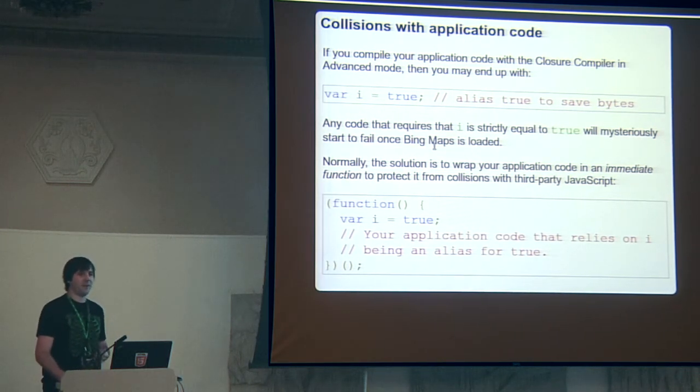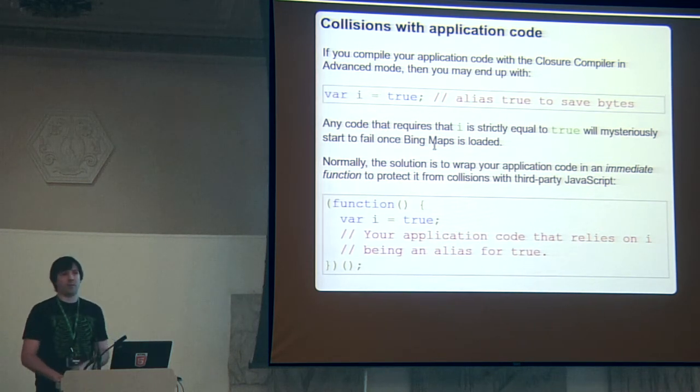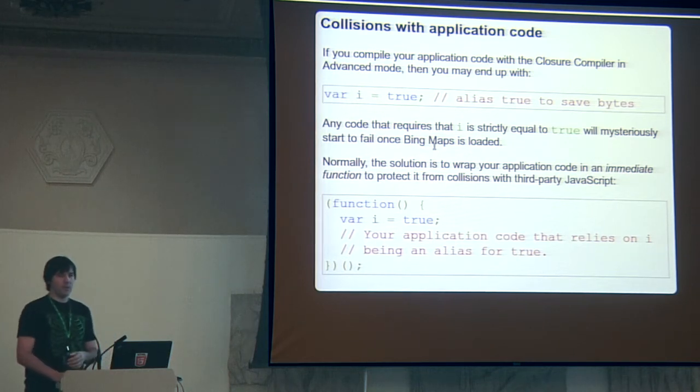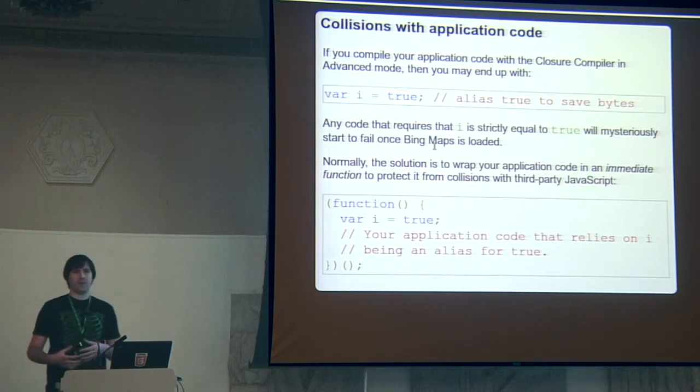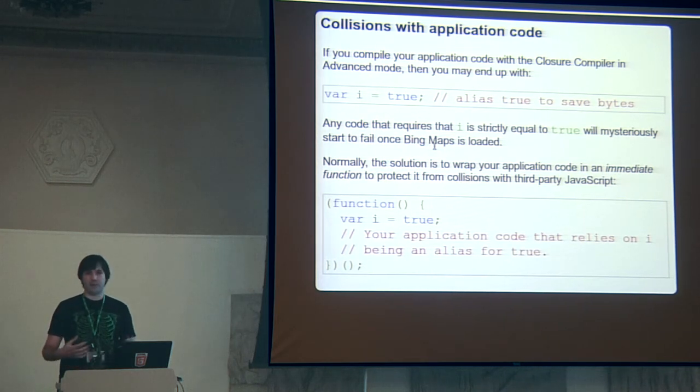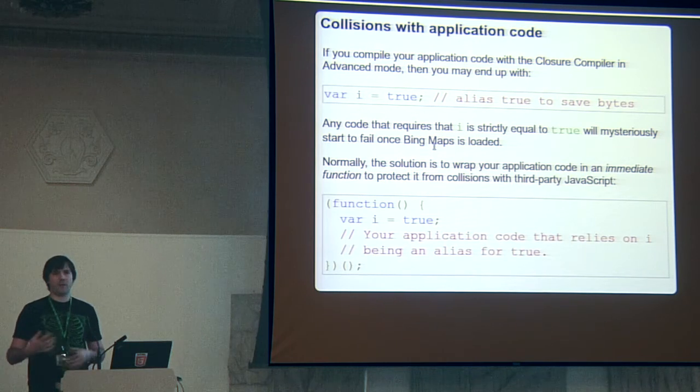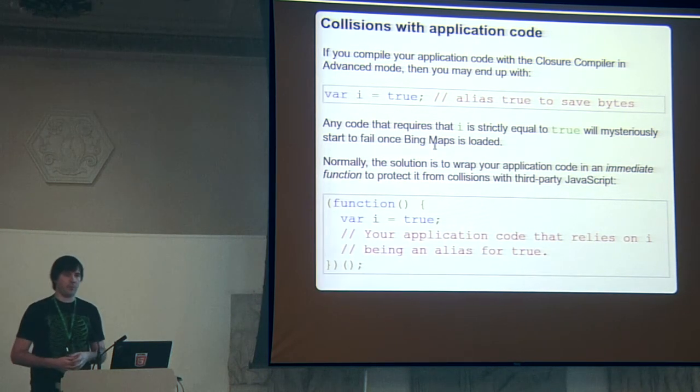This was extremely hard to figure out where this was coming from. We certainly didn't know it was Bing Maps at first, but then eventually we tracked it down. And so this leads to the basic problem of how do you load code from another website and protect your own code to make sure that variables don't leak out of scope and that sort of thing.